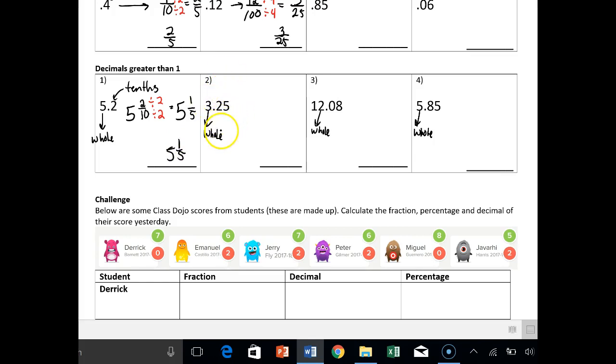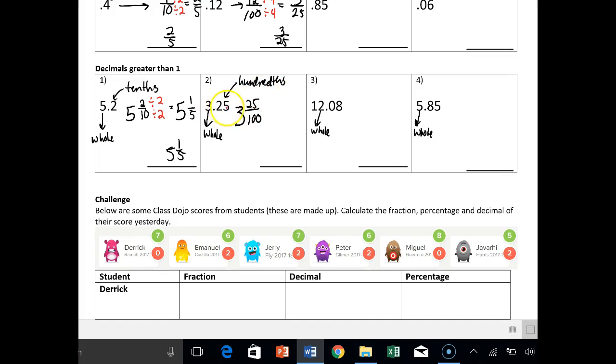3.25, so our whole number is 3, and our last digit, the 5, is in the hundredths spot. So we're going to say 3 and 25 over 100. Now I'm going to stop for a second. If you know what 0.25 as a fraction is, if you say, oh, I know that's 1/4, great, awesome. It's good if you can memorize those easy decimals to fractions. It's going to help you in the long run. But also knowing why 0.25 eventually reduces to 1/4 is good for you as well.